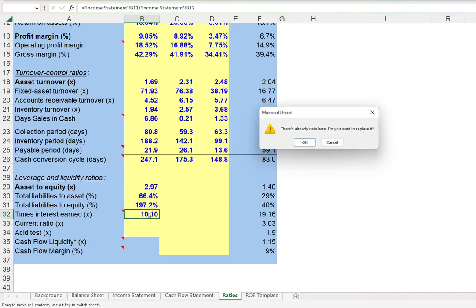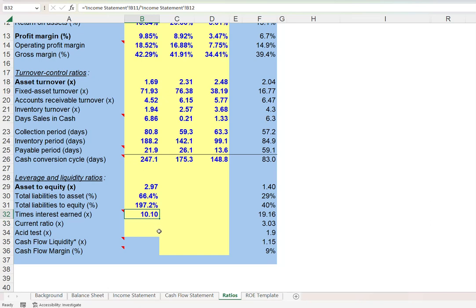So back in year one, we had $10 in operating profit for every dollar of interest expense. That had dropped down to $3.77 in operating profit for every dollar in interest expense by year three.